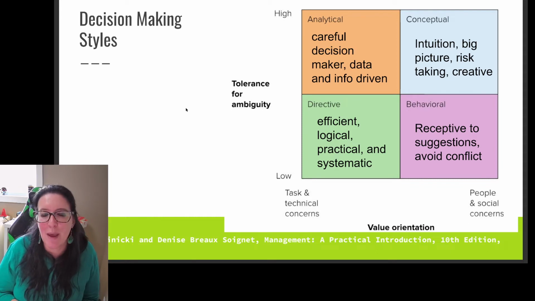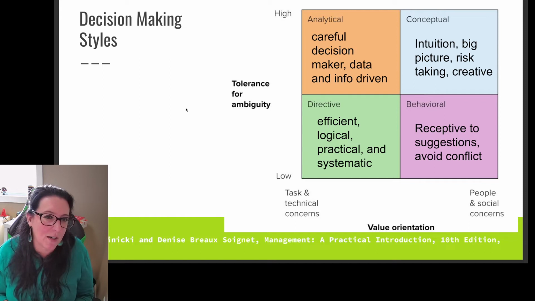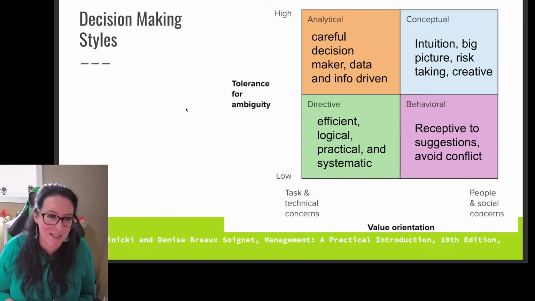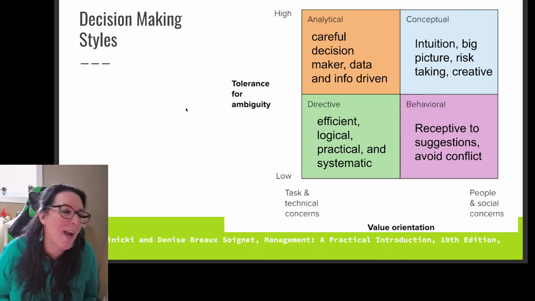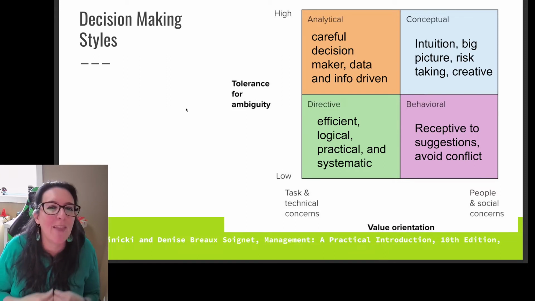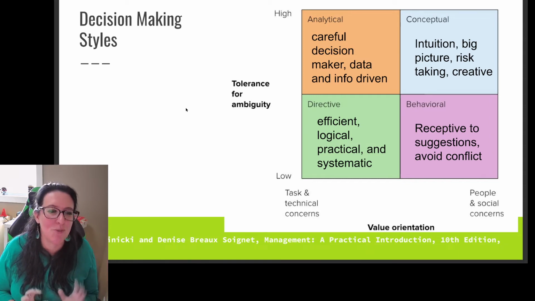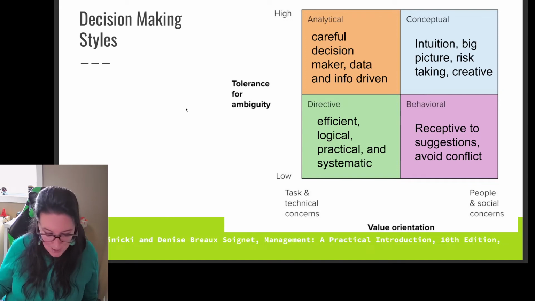The last type of decision-making style we want to look at is the behavioral one here. They have a low tolerance for ambiguity, so they like to have all the information when they make decisions, and their focus really is on people. If you fall into this category of more behavioral decision-making style, you actually don't like making decisions. You would rather other people do. So really you're receptive to suggestions. You'd rather have someone else make the final decision. You also don't like conflict, and so avoid decision making because it might make one group angry or another. That behavioral group tends to defer to others when it comes to decision making.